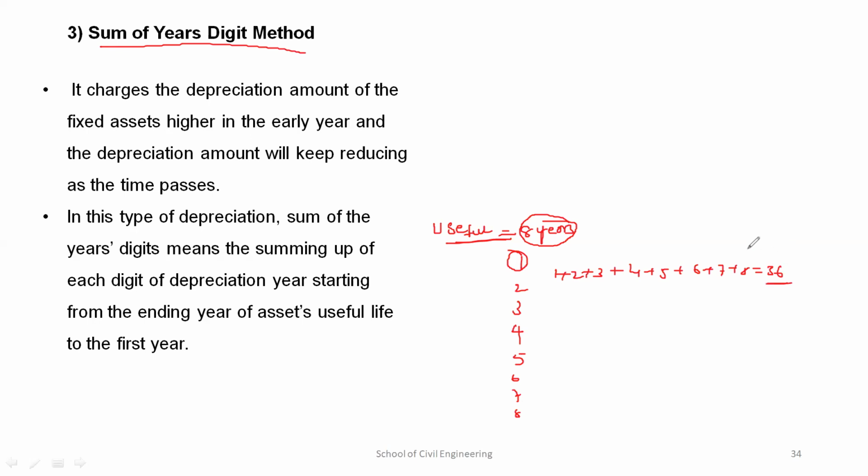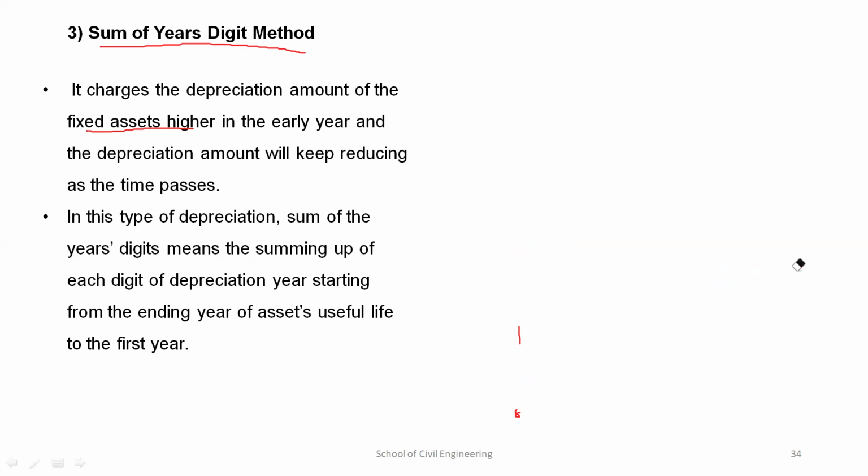Okay. What happens here? The value whatever the fixed asset has gets reduced year by year as time passes. It charges a higher depreciation amount on the fixed asset in the earlier years, I will explain this with an example afterwards. The depreciation amount keeps reducing as time passes. In this type of depreciation, the sum of year digit means summing up each digit of the depreciation years, starting from the ending year of the asset's useful life.